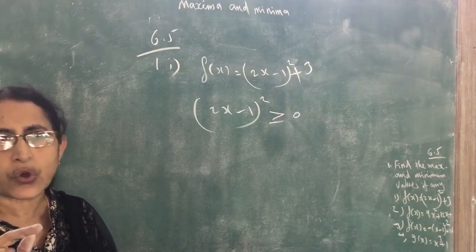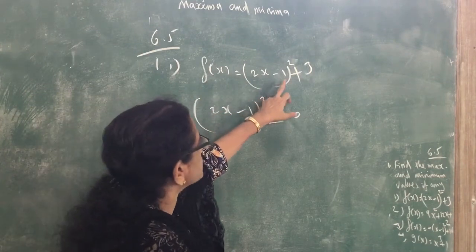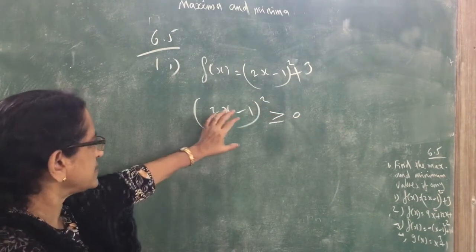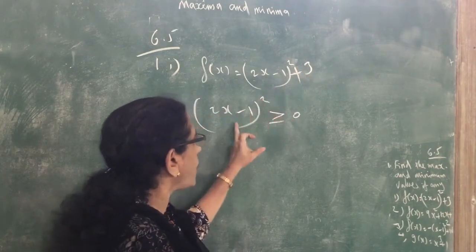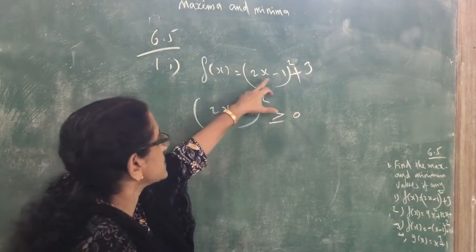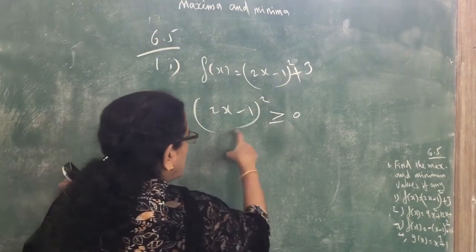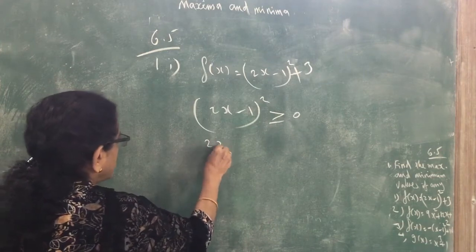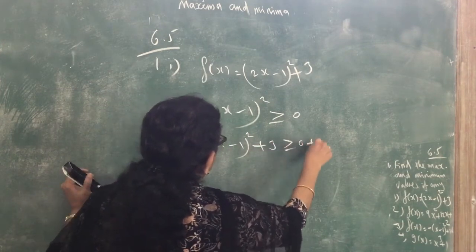Now we want to know about the function, which is (2x minus 1) whole square plus 3. So in this inequality, we can add plus 3 on both sides, because we want (2x minus 1) whole square plus 3. So what we get? (2x minus 1) whole square plus 3 is greater than or equal to 0 plus 3.